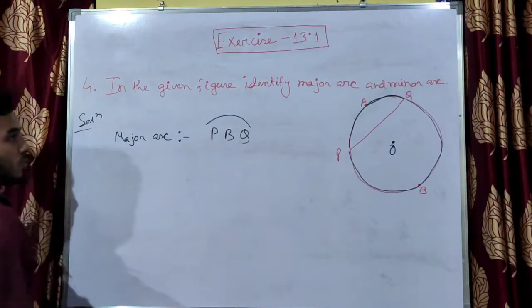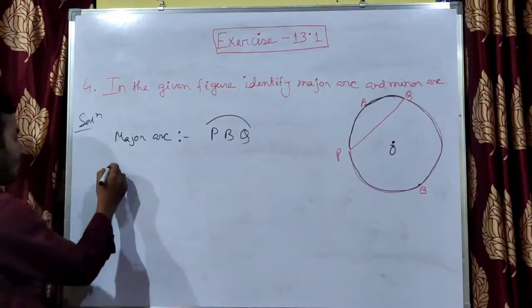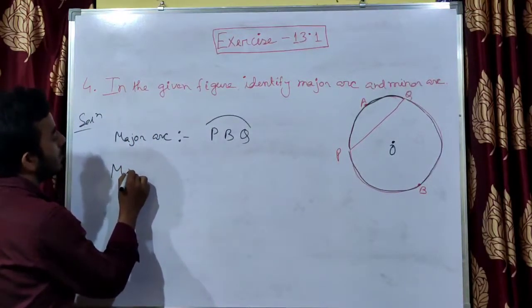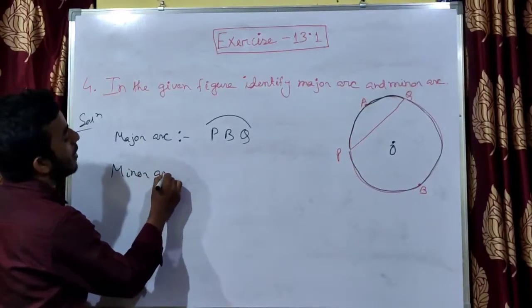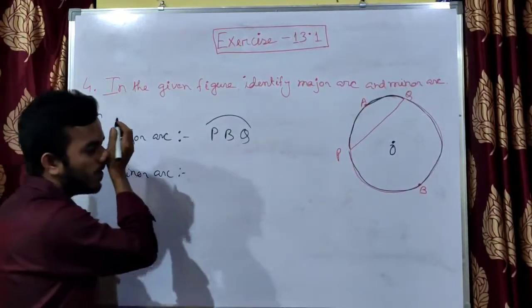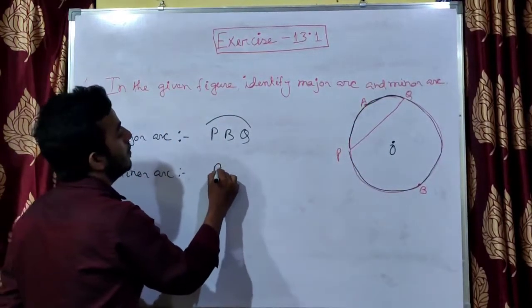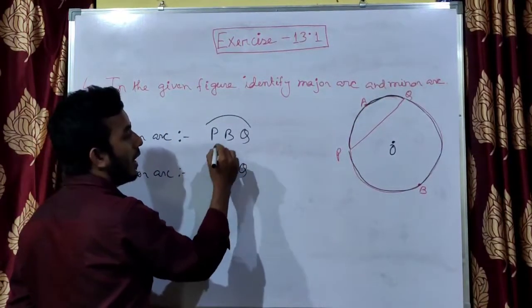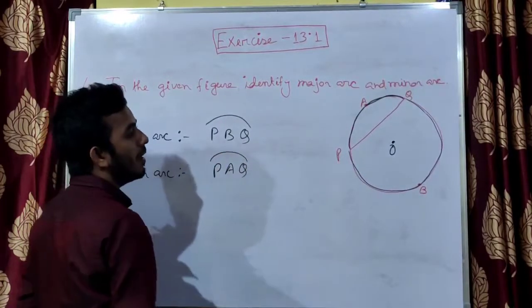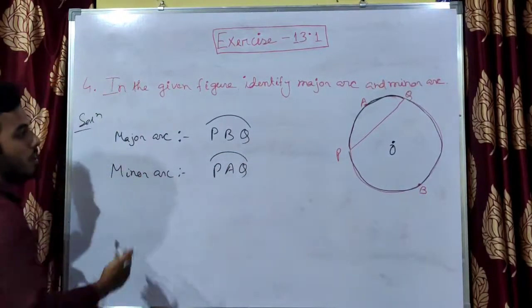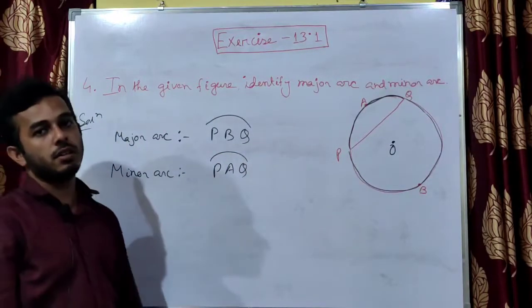Next is the minor arc. Which one is the minor arc? This smaller one. So its name is PAQ, and the arc is represented by this curved line. So this one is the major arc and this is the minor arc. Finish.